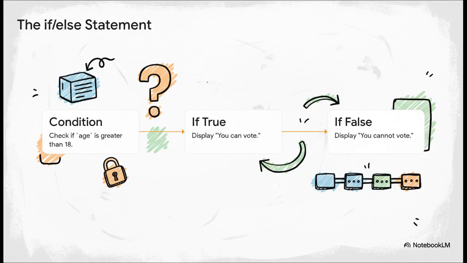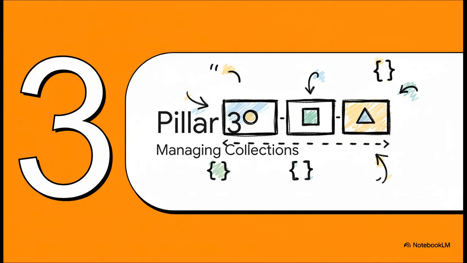If the answer is true, the code goes down one path and does something, like showing the message you can vote. But else, if the answer is false, it goes down the other path and does something totally different, like showing you cannot vote. This simple if this, then that logic is the bedrock of all decision-making in code. All right, we're making progress.